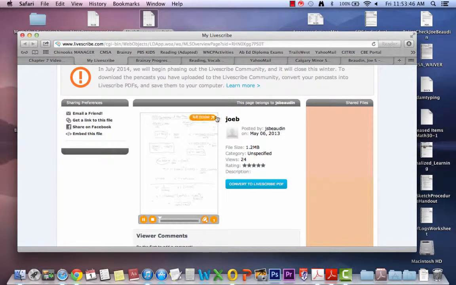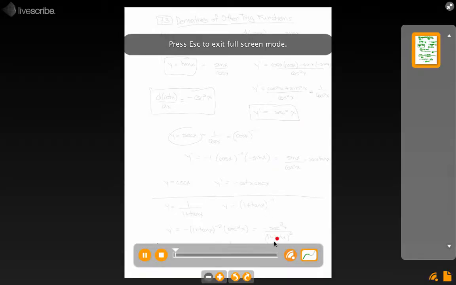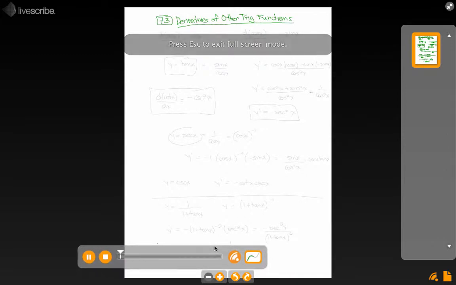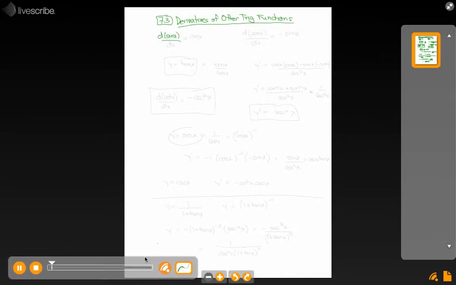This comes out of section 7.3, derivatives of other trig functions. We found in our last lesson that the derivative of sine x is cos x, and the derivative of cos x is negative sine x. Those can be proven with limits, first principles, even by looking at the graphs and drawing tangent lines. But you'll get that on a formula sheet. It's not something you need to memorize.